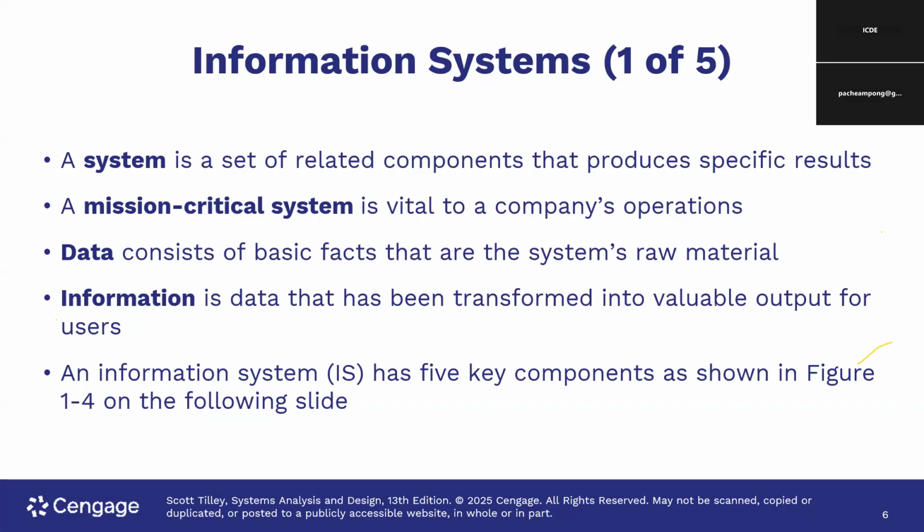Good. So with this, we are even defining what information system is all about, which you said you've already done. A system is a set of related components. All the components we've mentioned are related. They are not standalone, they don't exist individually. They are all related. A mission critical system is vital to a company's operation.